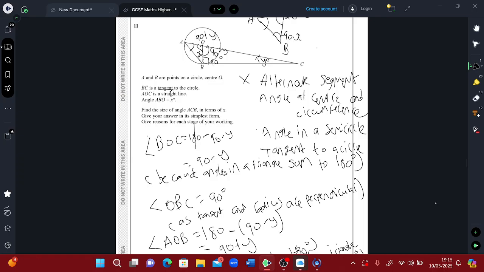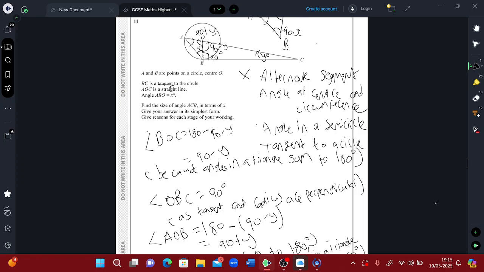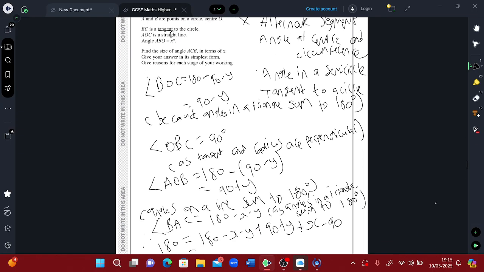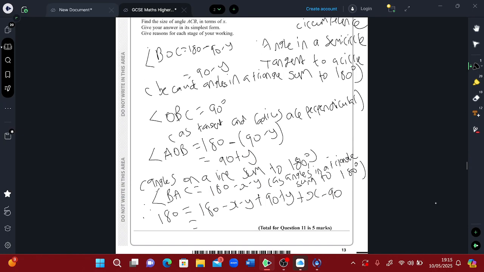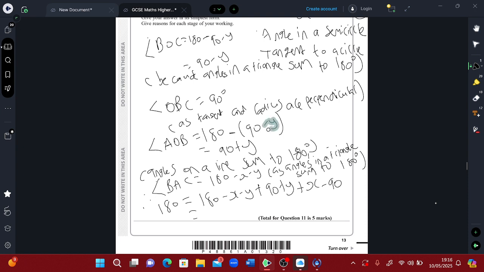So a lot of this should stay the same. OBC is 90. BOC is 90 minus y. AOB, that's going to be 90 plus y. And therefore, BAC is going to be 90 plus x, 180 minus 90 plus x.